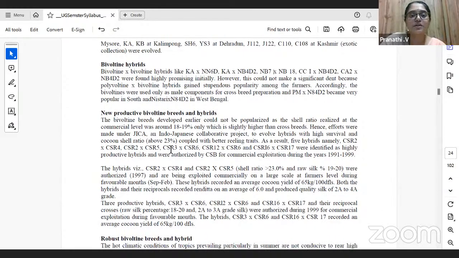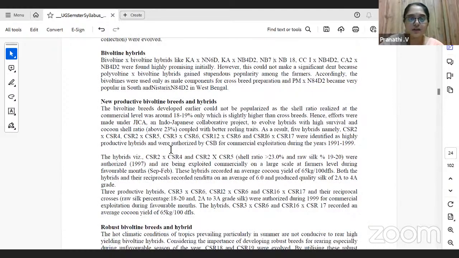And then when it comes to the new productive bivoltine breeds that were seen, whatever was developed earlier, like in the case of your bivoltine breeds, the shell ratio realized at the commercial level was only around 18 to 19%.